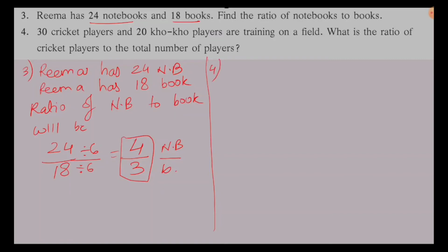Okay, let's see the fourth sum. What is the fourth sum? 30 cricket players and 20 kho players are training on the field. We know that number of players of cricket is 30 and number of kho is 20. What is the ratio of cricket players to the total numbers of player? Now this is a very interesting sum, students.